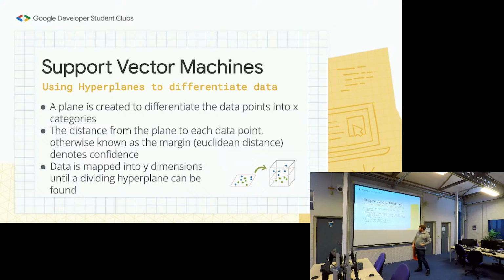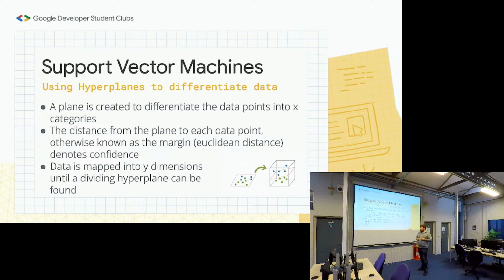Next slide, please. So data is mapped into higher dimensions until a dividing hyperplane can be found. As we can see in this image, in a two-dimensional space, you can't really divide those. In a three-dimensional space, you can split them down that hyperplane. And in more complex data, you go into 4 dimensions, 5 dimensions. I've seen examples of support vector machines with about 300 dimensions. They're a bit over the top. But yeah, so that's a support vector machine.